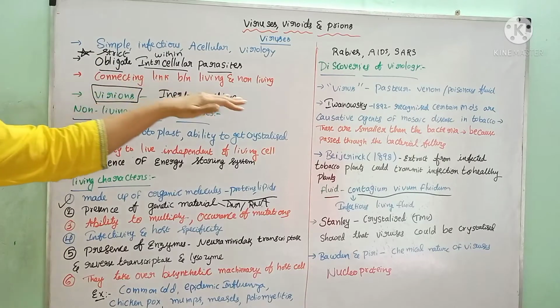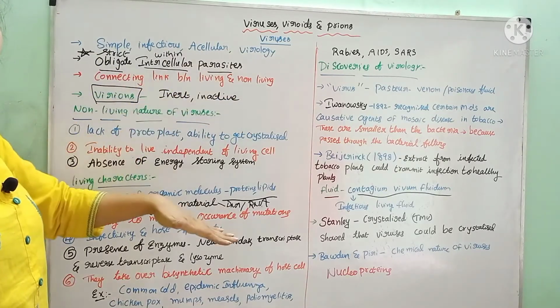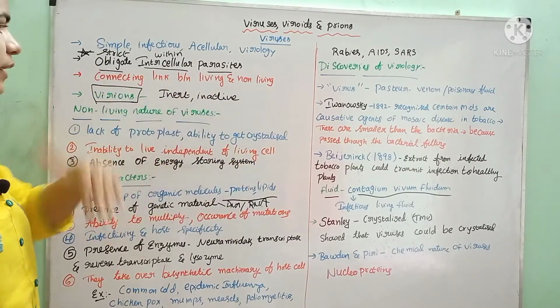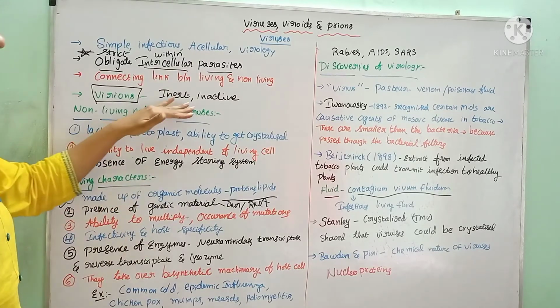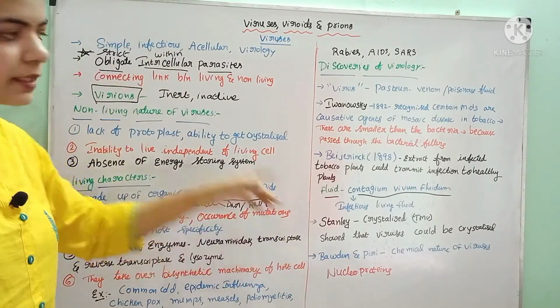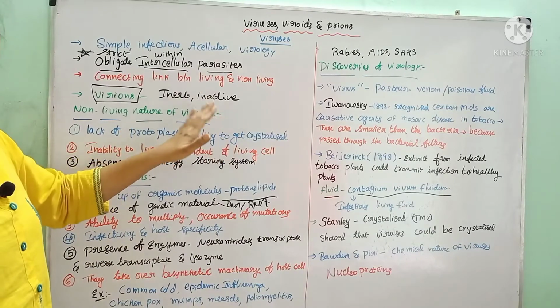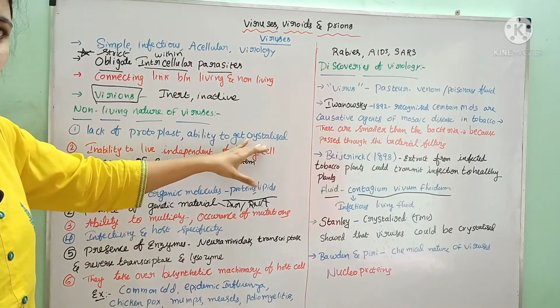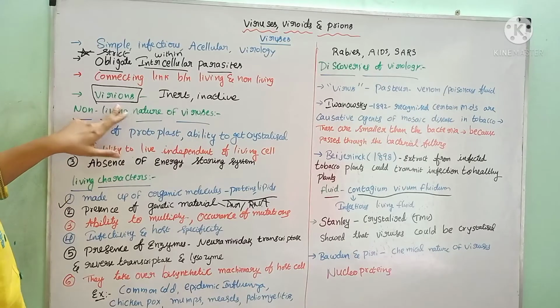These are the connecting links between living and non-living, because they exhibit both the characters of the living and non-living. When they are present outside the host cells, they are inert and inactive. Those inert and inactive particles which are present outside the host cell are called virions.